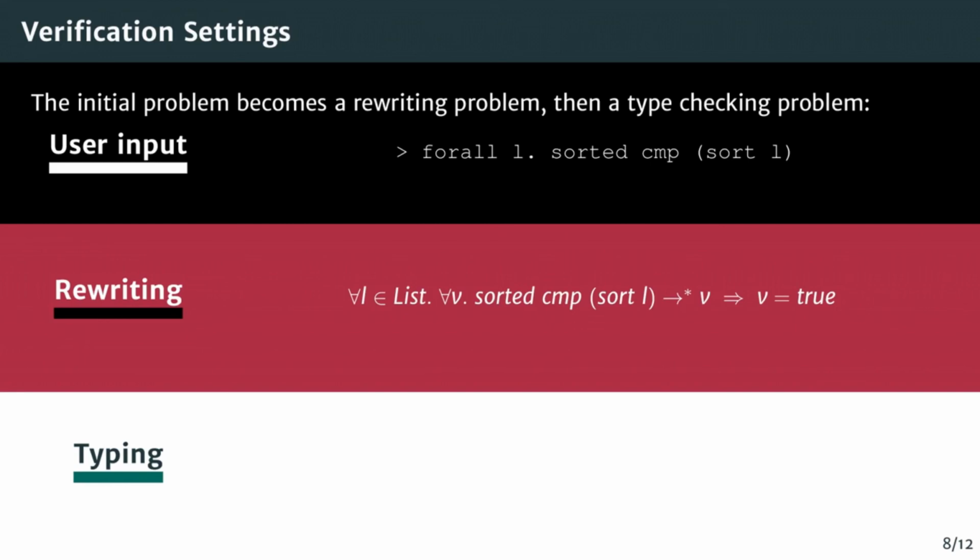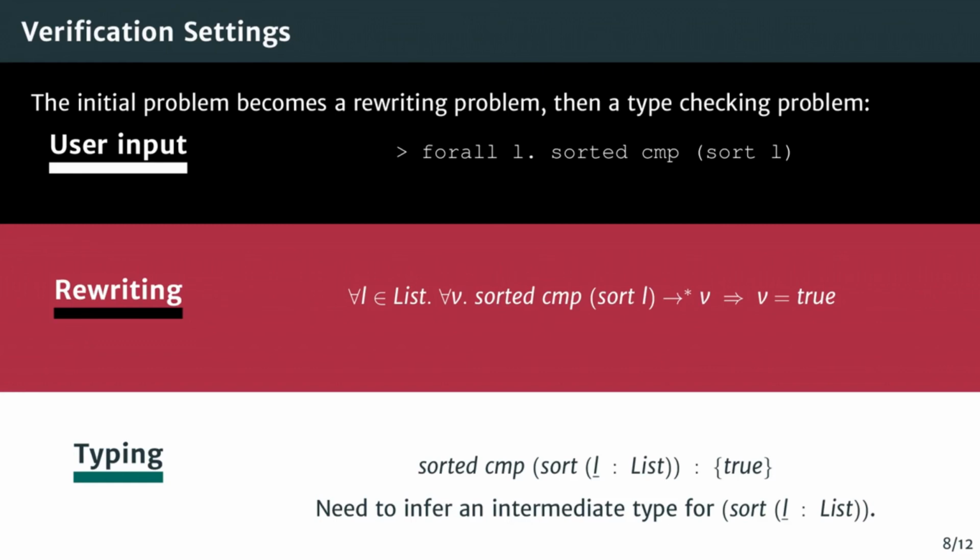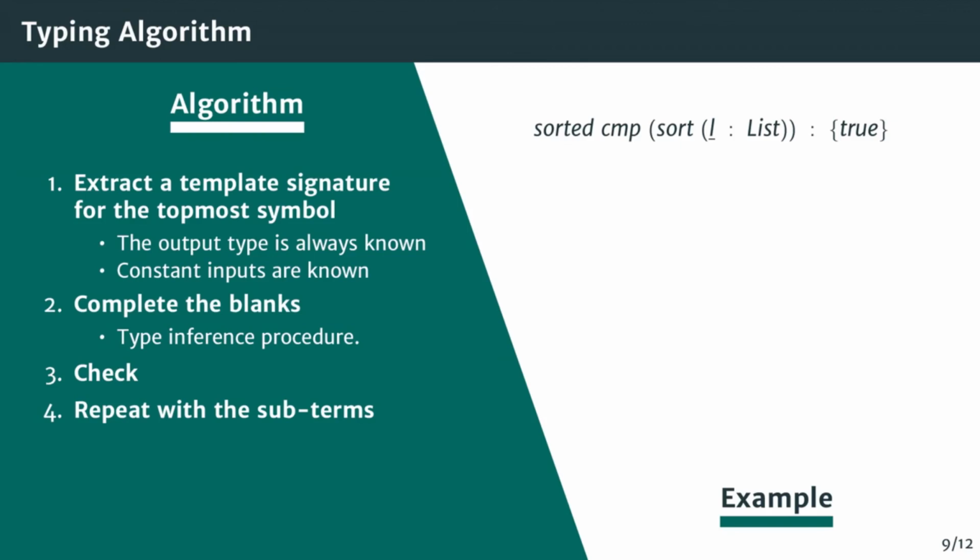As we have seen earlier, regular languages can be seen as types. So we then translate our problem into a type-checking problem where we need to check that the following term is well-typed using regular language types. The overall target type is a regular language containing only the term true. Note that to check that, we will need to infer the appropriate intermediate type for sort L, since it is not given. From the partially typed given input term on the right, the type-checking algorithm is defined as follows.